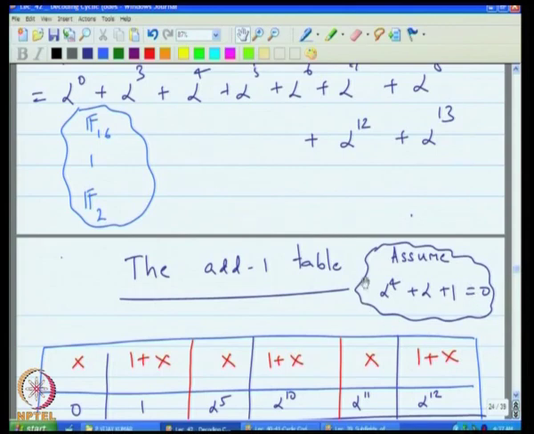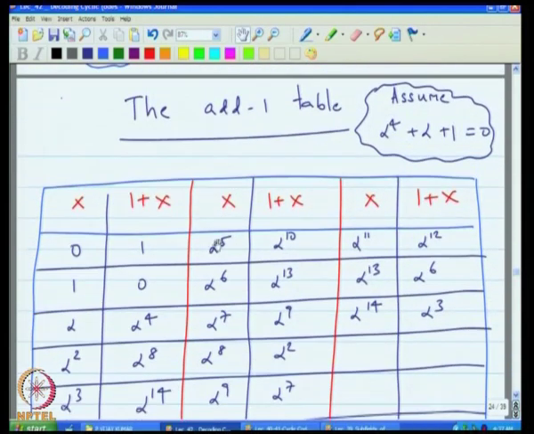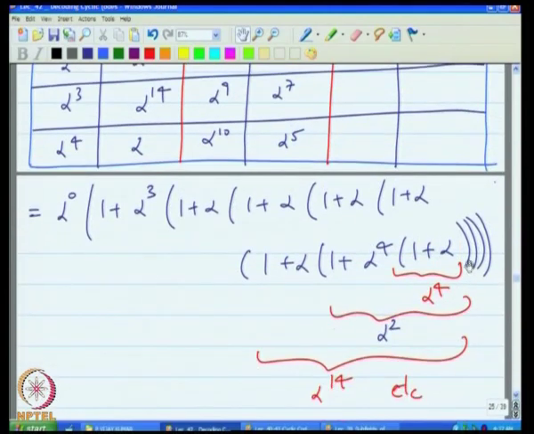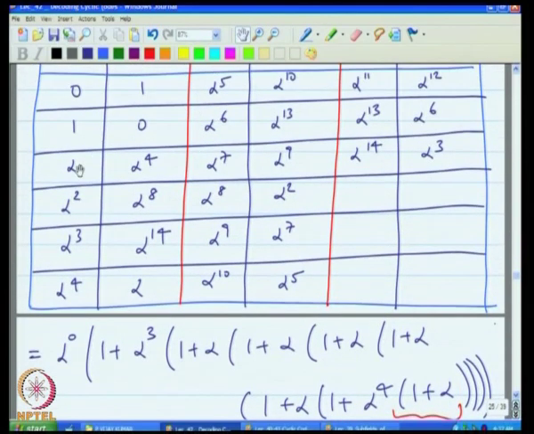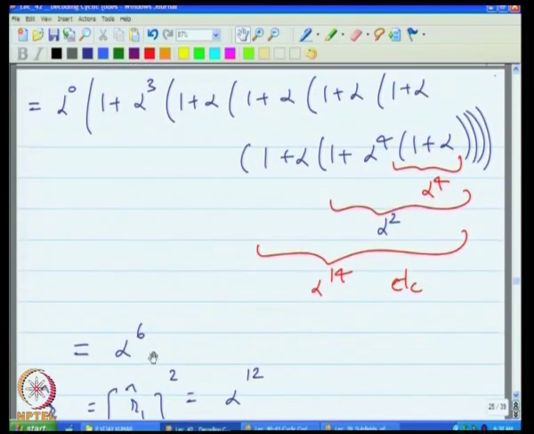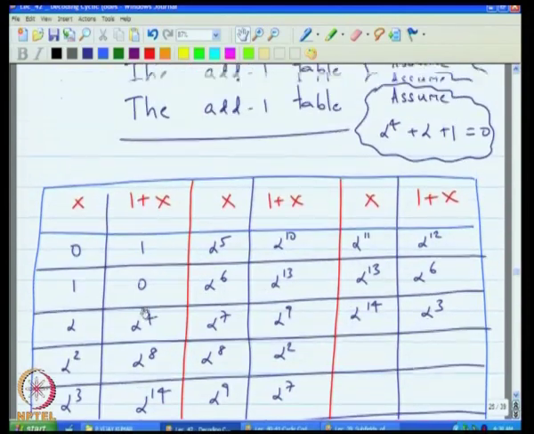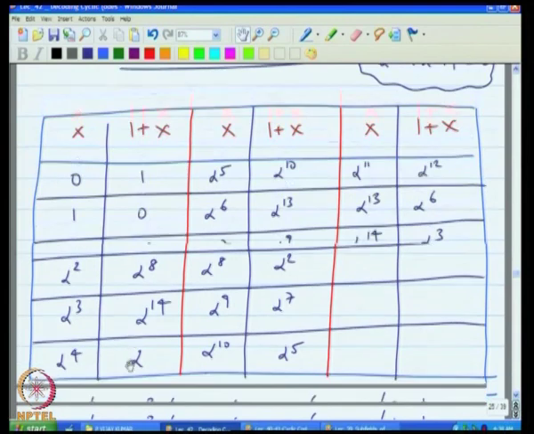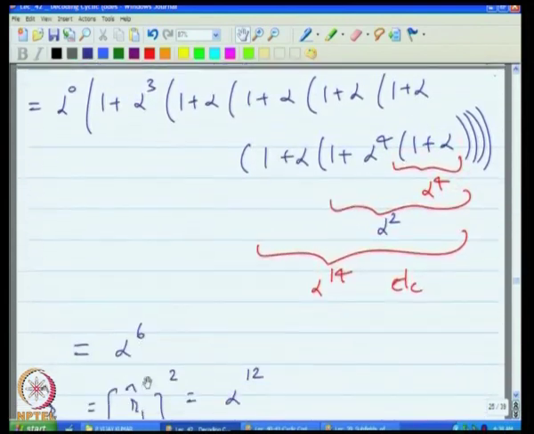Okay. So, that is why I am using this, and this is the add1 table that I have been using here. So, 1 plus alpha is alpha to the 4, and you can see that. Okay. All right. So, if you compute this, you will find that it is alpha to the 6. What that means is that r hat 1 has been computed and found to be alpha to the 6.